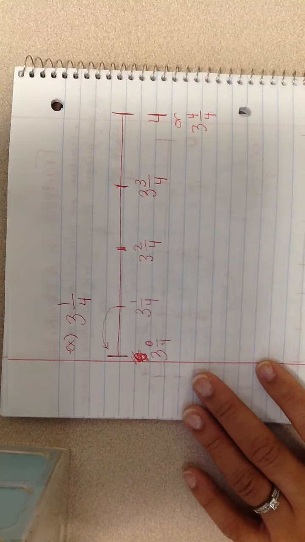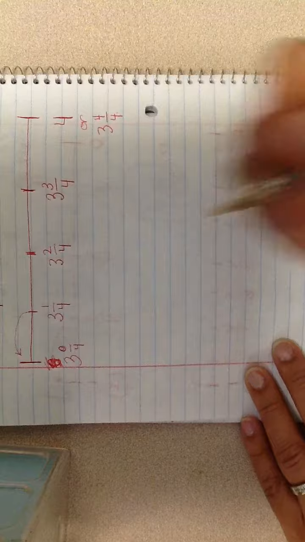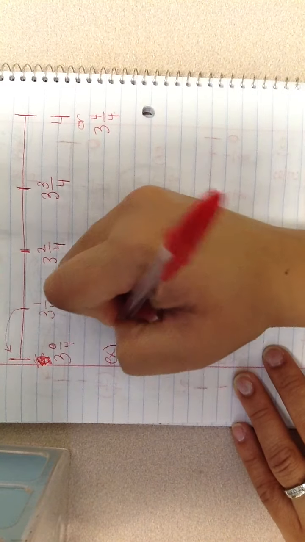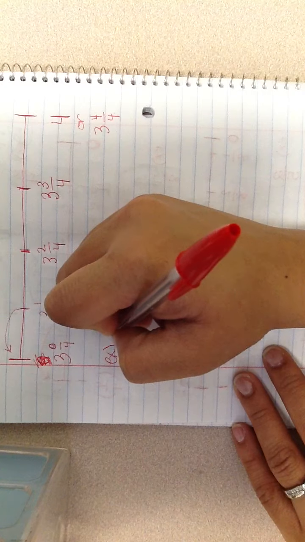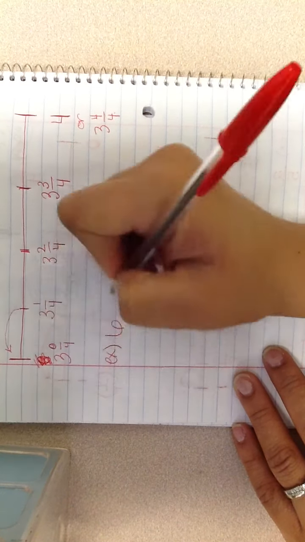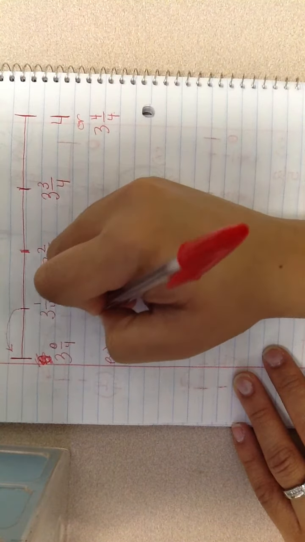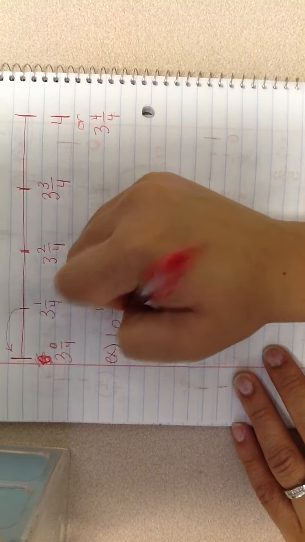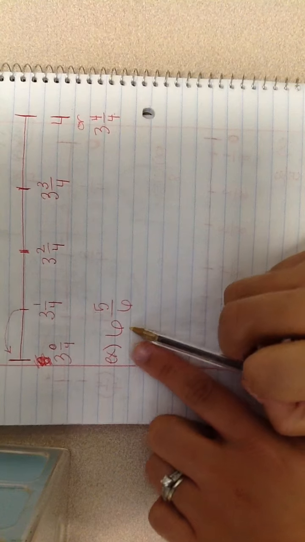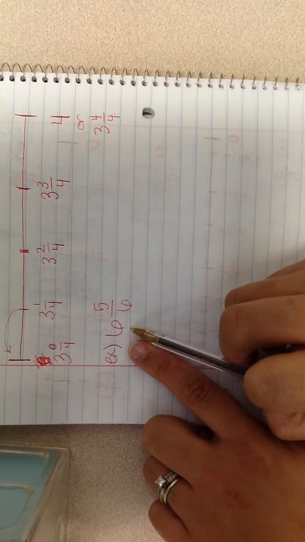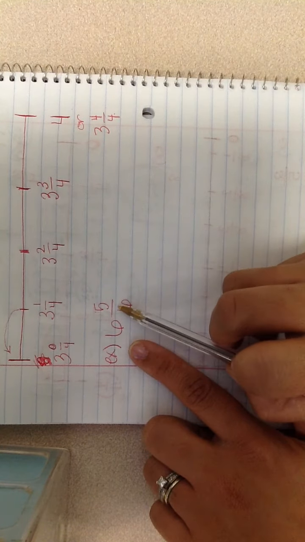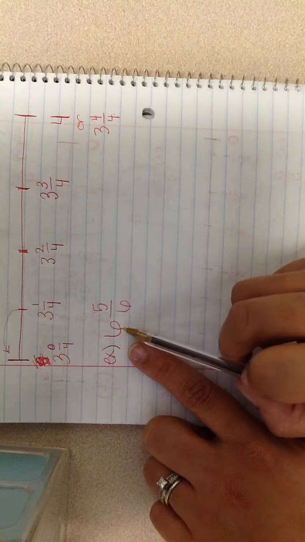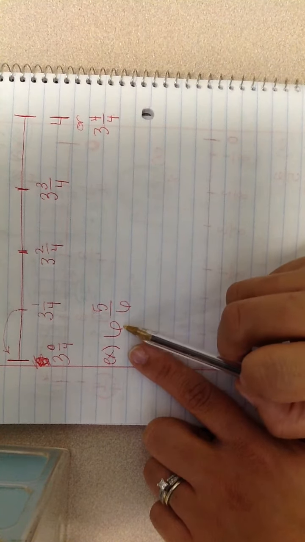Okay. Let's try another one of those. If I have 6 wholes and 5/6, I know that it's greater than 6 because I already have a 6 here and I have a little bit of a fraction. But it is a little less than 7, because if I'm counting just by whole numbers, what comes after 6? 7.